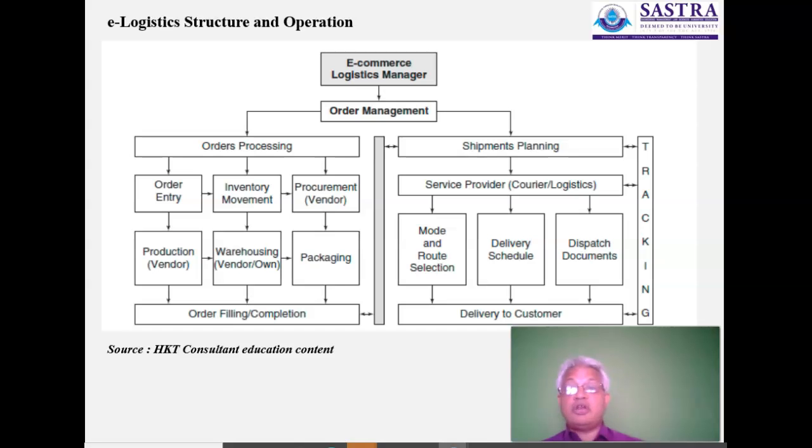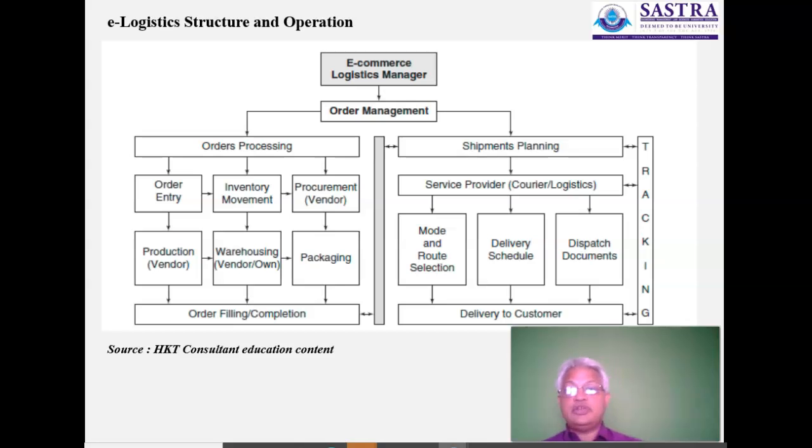It can also, not always, but also include production. Again, it's put in a bracket as vendor, that is an outsider, not from the company. It also includes warehousing, which can be a company owned warehouse, or again, it can be outsourced. That is why we put it in a bracket. And finally, it involves packaging. So, there is order entry, there is inventory movement, there can be procurement or there can be production. Then there is a warehousing need, and finally packaging.